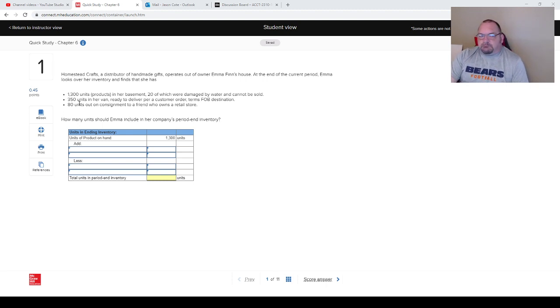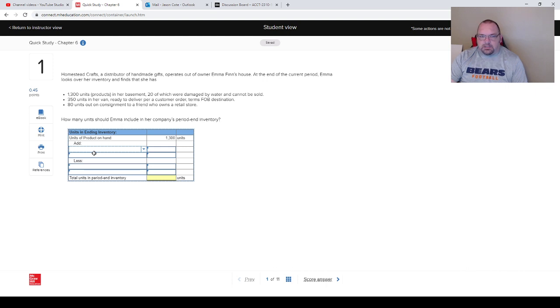Then I've got the ones in her van. Okay, so again, you got the two. You got to look at the shipping method: FOB destination, FOB shipping point. So if we got 350 units in her van, if it was FOB shipping point, then that would mean they belong to the buyer, and they would not be her inventory. But in this case, you've got FOB destination. That means that they remain her inventory until they reach the destination. So the 350 need to be added to her inventory.